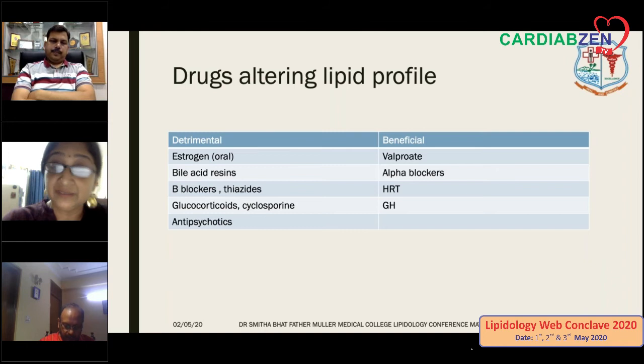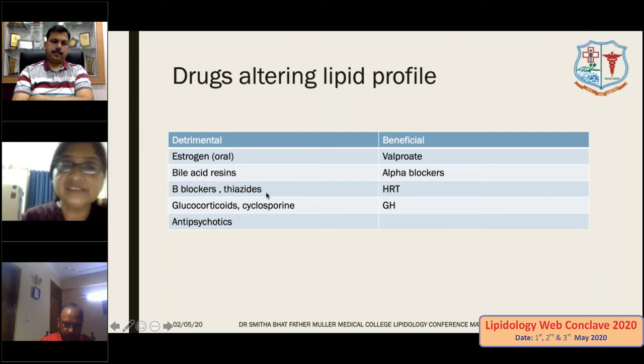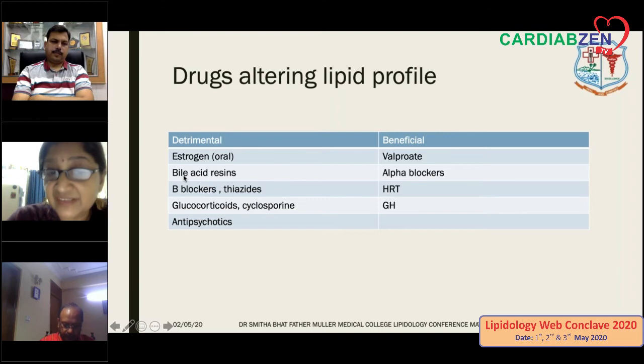Glucocorticoids, cyclosporin, like Dr. Ashish mentioned, are fairly detrimental, as are antipsychotics. But what I would like you to remember, friends, here is mainly beta blockers and thiazides, because generally the patients that we have a constellation of diabetes and hypertension, metabolic syndrome, and we tend to use beta blockers and thiazides fairly frequently.